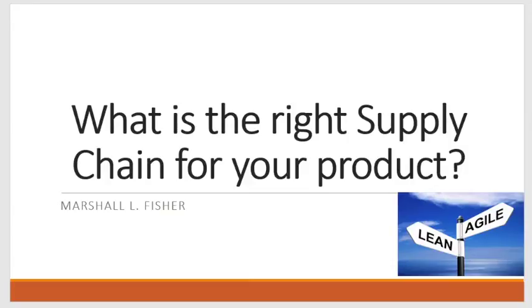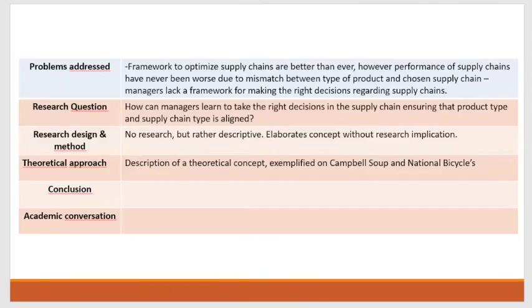What is the right supply chain for your product? And it's by Marshall L. Fisher. So in this article, the problem addressed is that the frameworks to optimize supply chains are better than ever. However, the performance of the supply chains has never been worse due to a mismatch between the type of product and chosen supply chain. So managers basically lack a framework for making the right decisions regarding the supply chains.